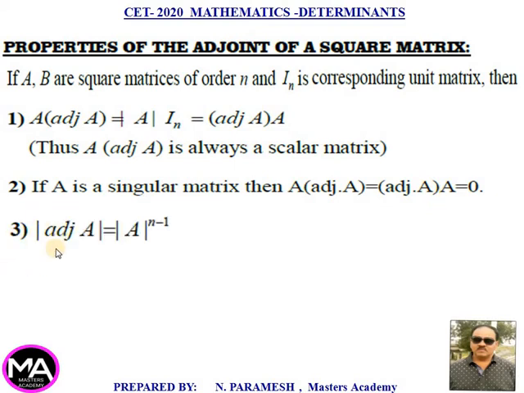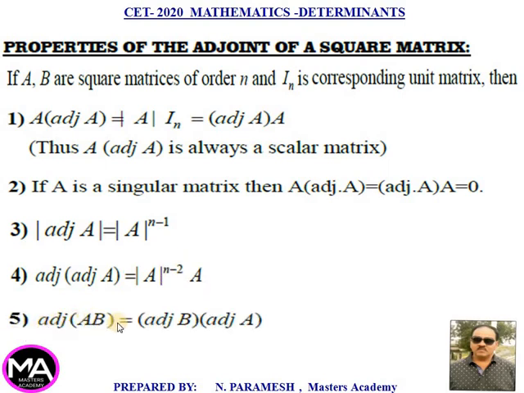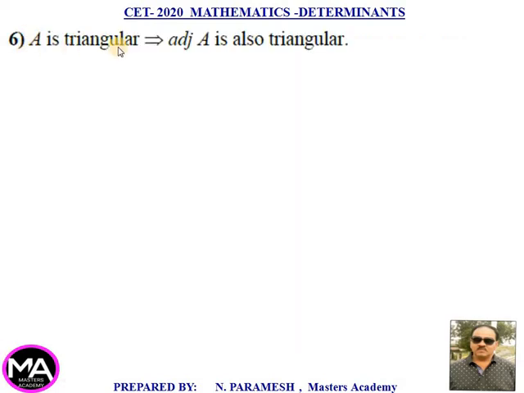Third point, determinant of adjoint A is equal to determinant A whole raised to the power n minus 1. Fourth point, adjoint of adjoint A is equal to determinant A whole to the power n minus 2 into A. Fifth point, adjoint AB is equal to adjoint B into adjoint A. Sixth point, A is triangular, which implies adjoint A is also triangular.